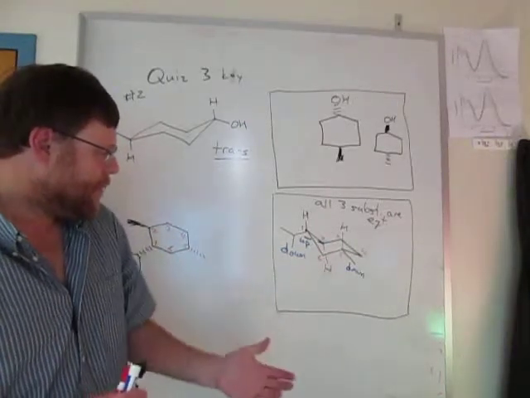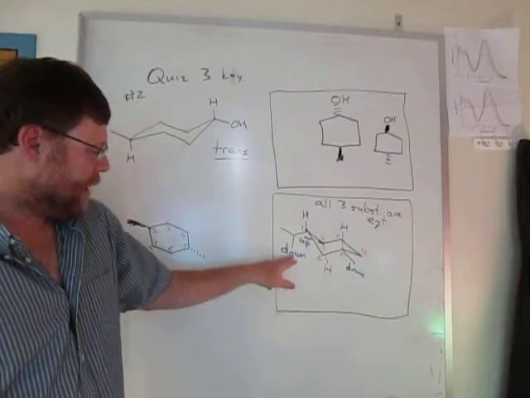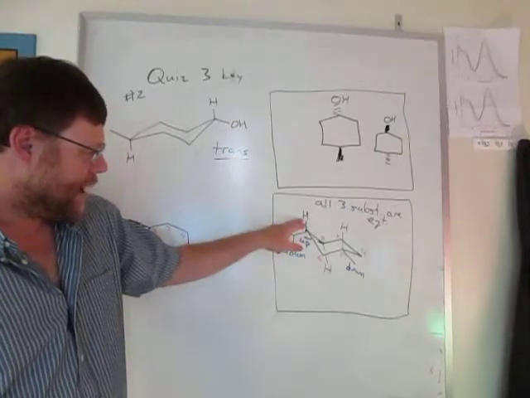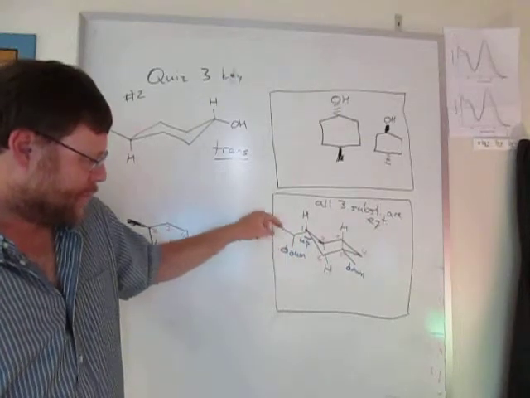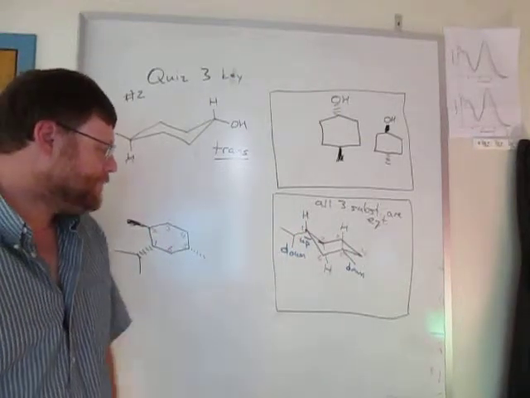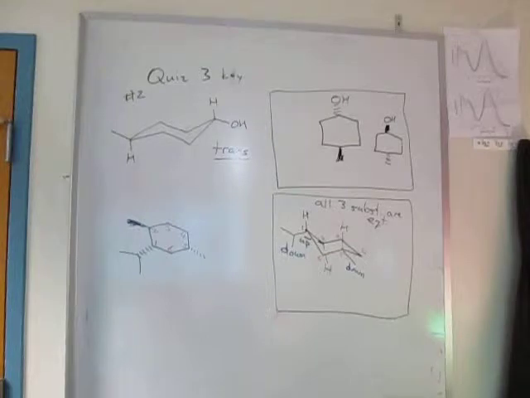If you do a chair flip, that relationship will stay the same. The isopropyl stays down relative to the H on carbon 1 being up. But the equatorial isopropyl would then shift to being axial. Okay, that's the answers for those.